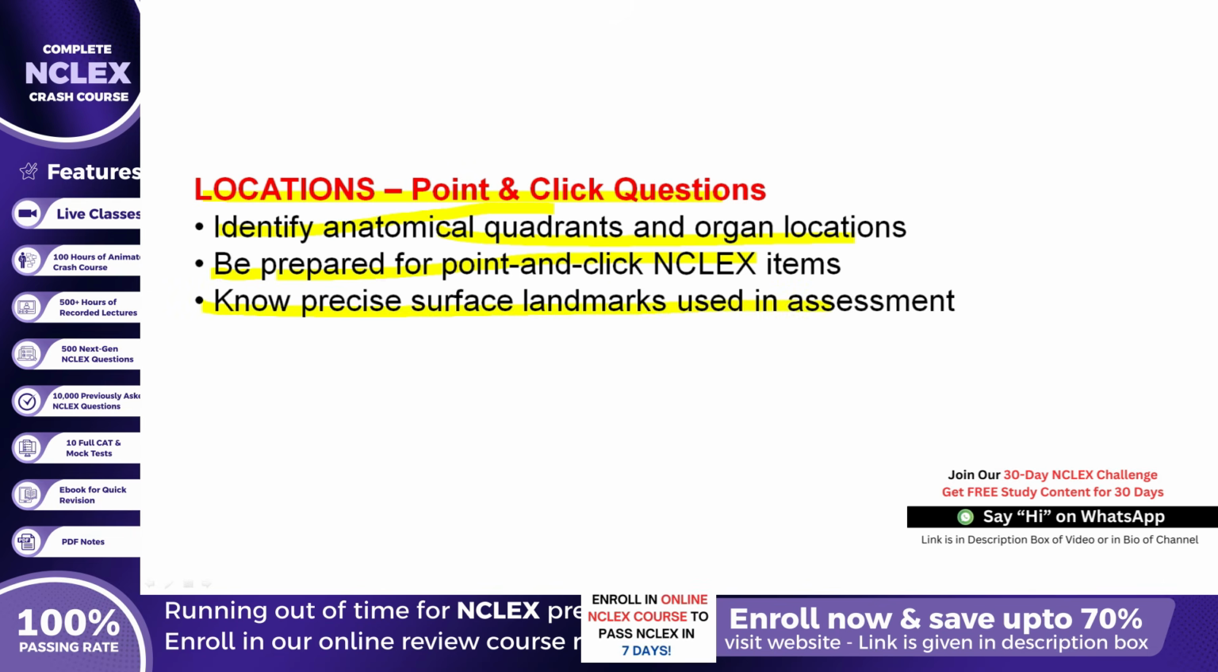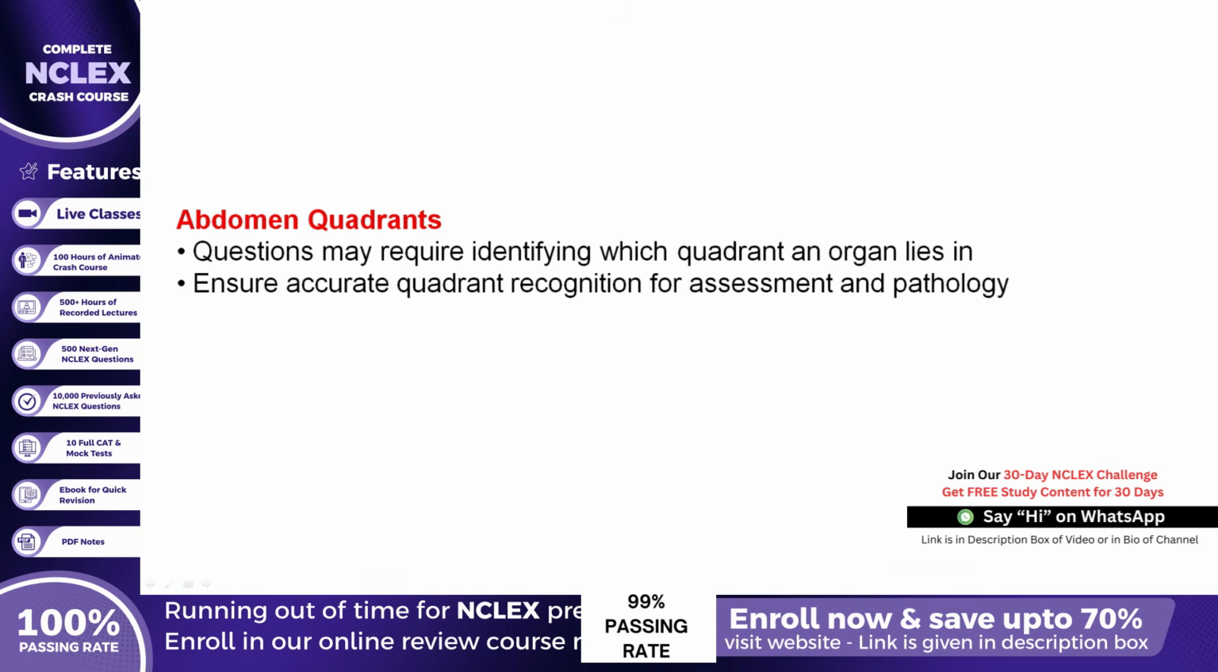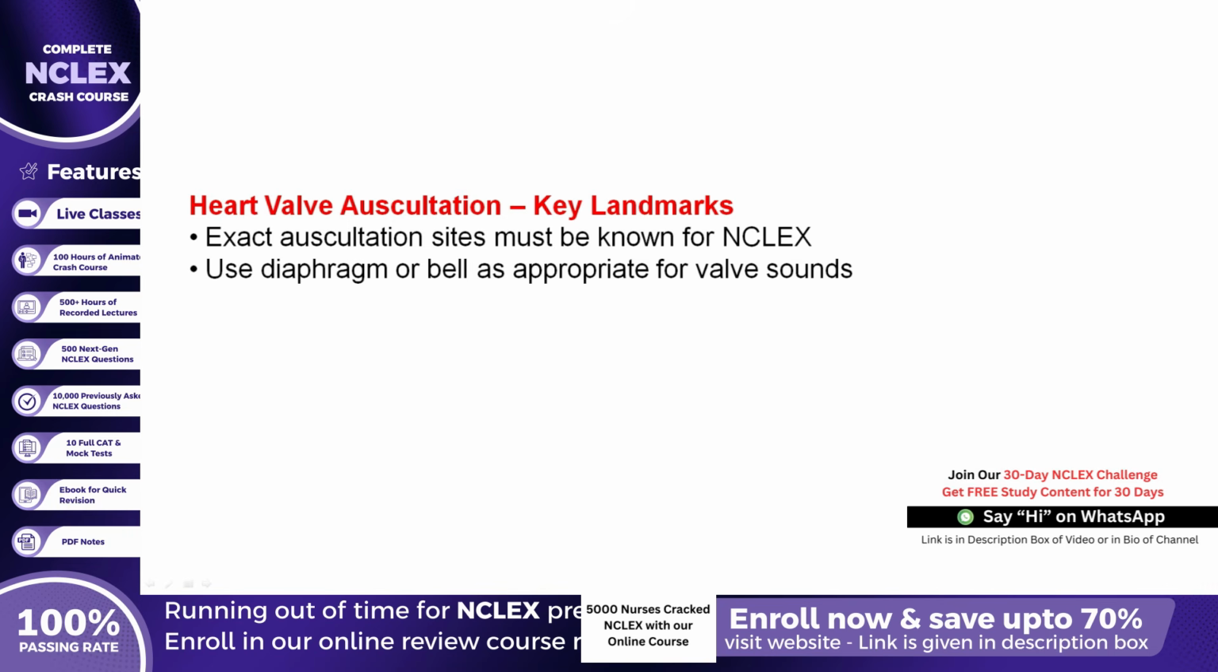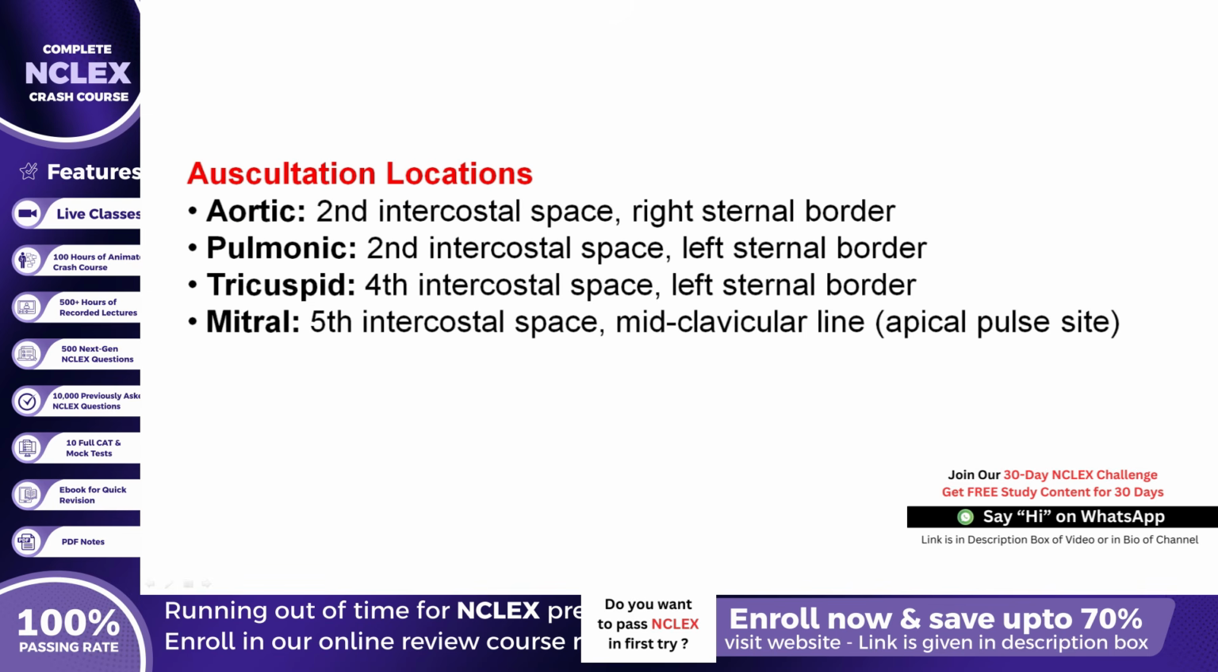Next, when it comes to heart valve auscultation, exact auscultation sites must be known for the NCLEX. And as you practice this, remember to use the diaphragm or the bell as appropriate for valve sounds. Continuing with auscultation locations, the aortic site is found at the second intercostal space at the right sternal border. The pulmonic site is located at the second intercostal space at the left sternal border. The tricuspid site is positioned at the fourth intercostal space at the left sternal border. And finally, the mitral site is at the fifth intercostal space at the mid-clavicular line, which is also the apical pulse site.